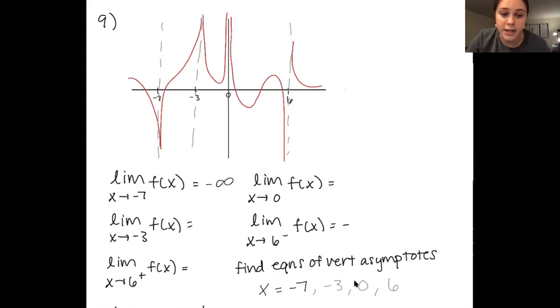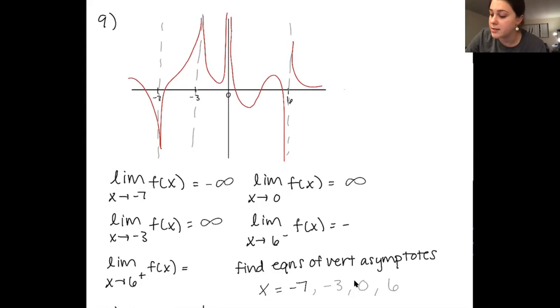So the limit as x tends to negative 3, you probably guessed, is positive infinity. The limit as x tends to 6, we'll come to that one in a second. Limit as x tends to 0. So this one again, positive infinity.